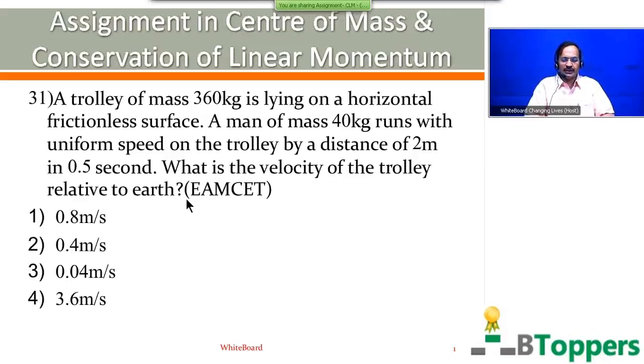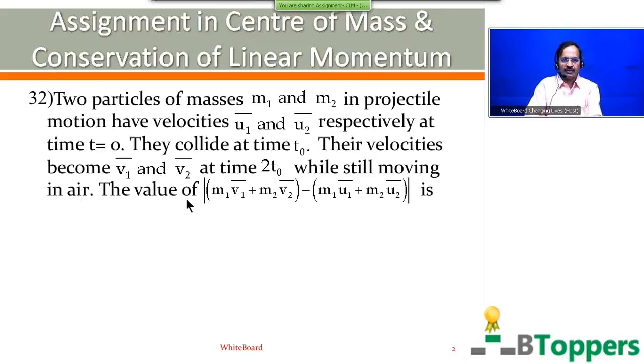I am going to show the next question on the screen. Look at the question number 32. Two particles of masses m1 and m2 in projectile motion have velocities u1 bar and u2 bar respectively at time t equal to 0. They collide at time t naught. Their velocities become v1 bar and v2 bar at time 2t naught while still moving in air.